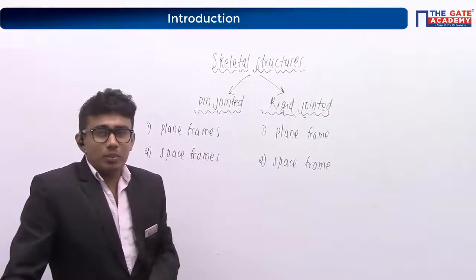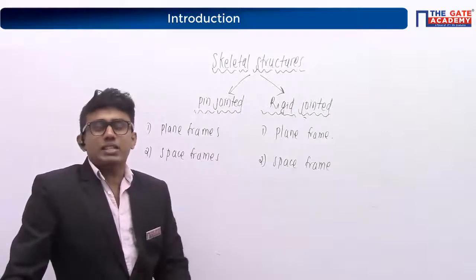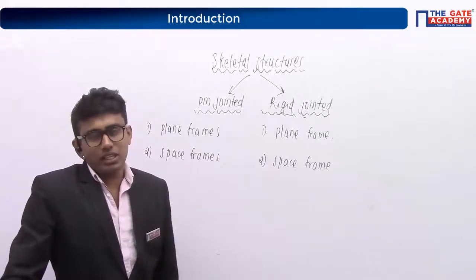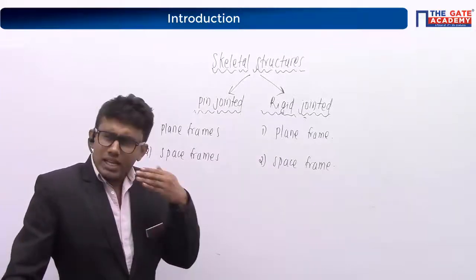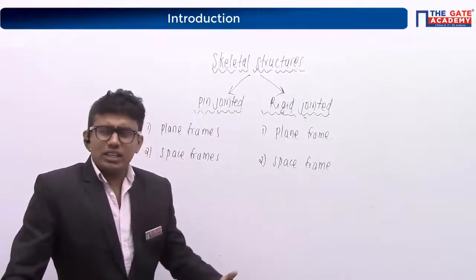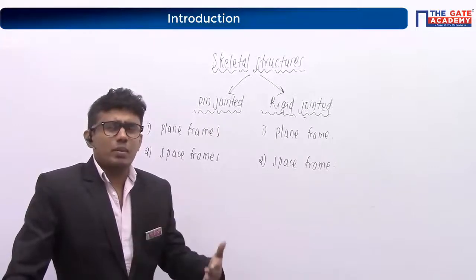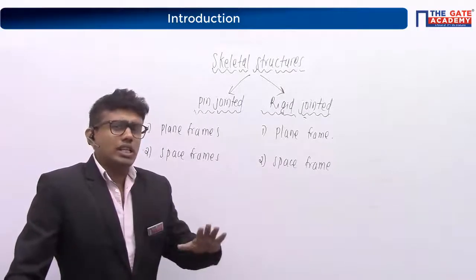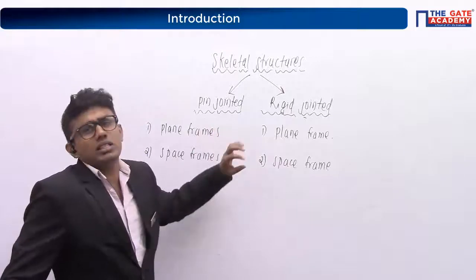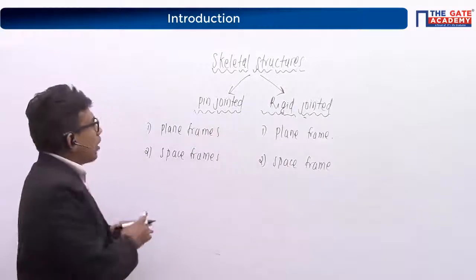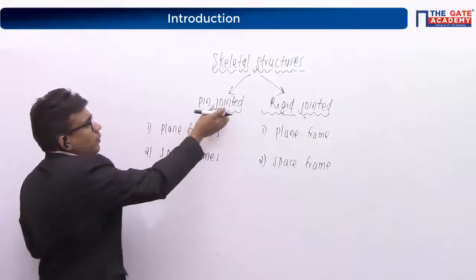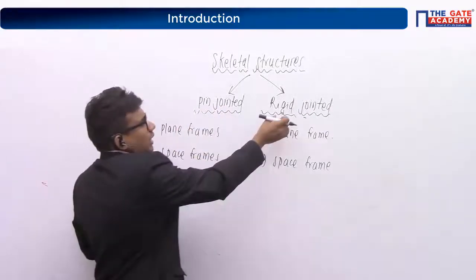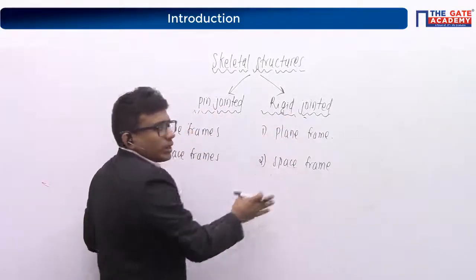Our first chapter will be degree of static indeterminacy and degree of kinematic indeterminacy. Further, we will study various methods for analyzing structures. All the analysis, finding degree of static indeterminacy and finding degree of kinematic indeterminacy, will be based on this classification. We will be studying how to find the degree of static indeterminacy for a pin jointed plane frame, for a pin jointed space frame, rigid jointed plane frame and rigid jointed space frame.